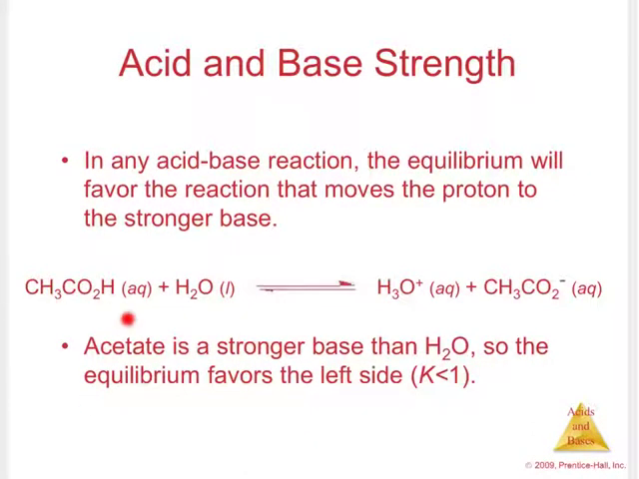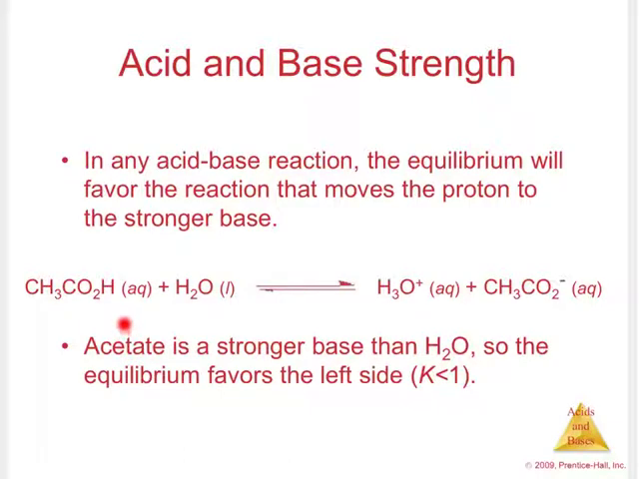Here we have acetic acid and water. Acetic acid is a weak acid, and so it's only going to partially ionize, and it will form an equilibrium. And so at equilibrium, all of these species will be present in some amount. And since acetic acid is a weak acid, that means its conjugate base, the acetate ion, is going to be a somewhat stronger base.